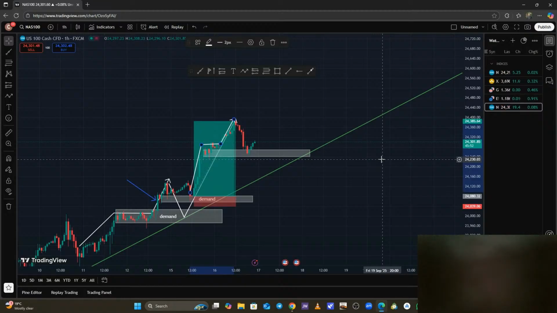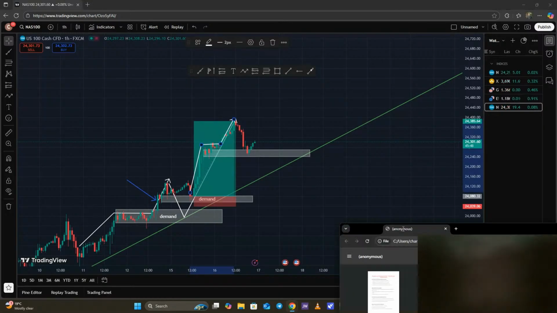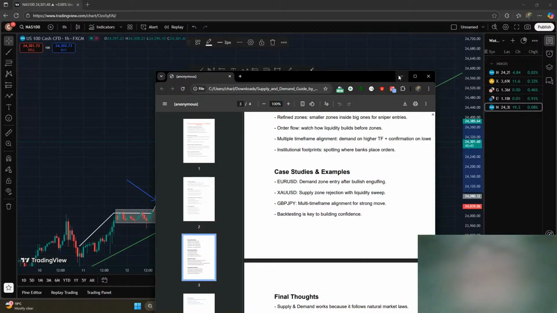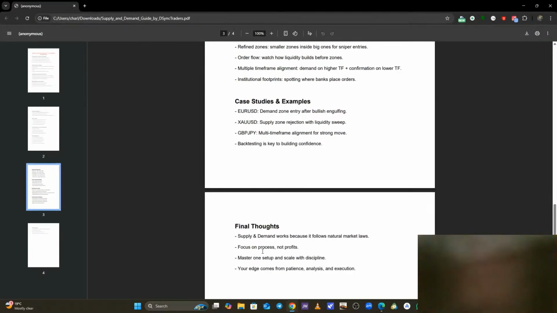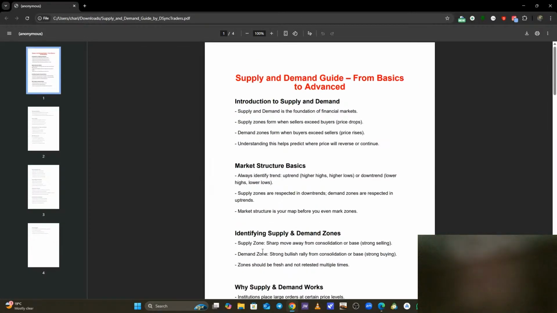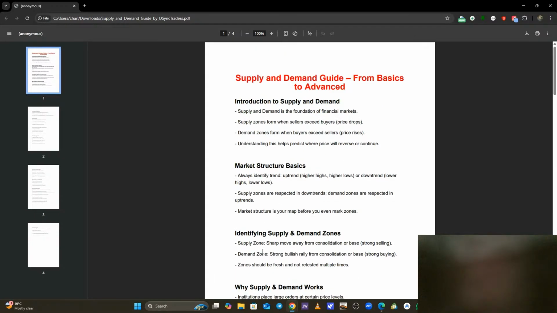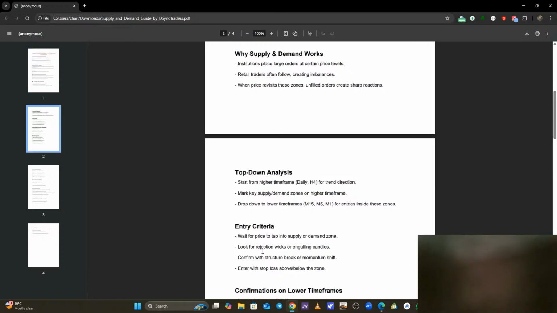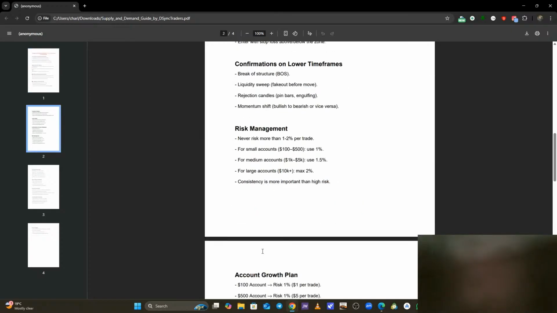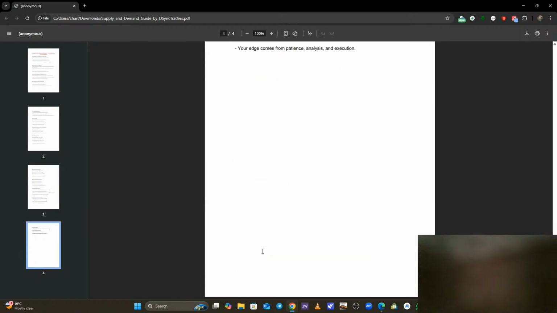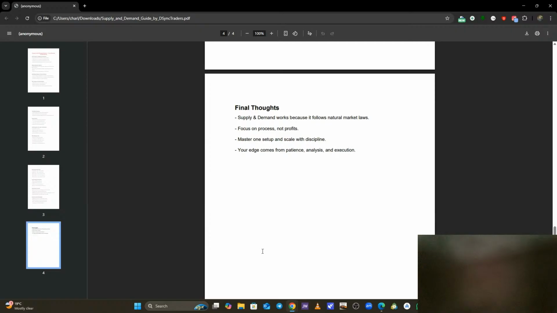I'm going to send a PDF. So let me show you the PDF here. I'm going to send this PDF. This is the guide I've been using for this class, supply and demand guide from basics to advanced. So these are not notes for you to trade. This is a guide, the one I was using to do this class. I'm going to send it to our Telegram channel.